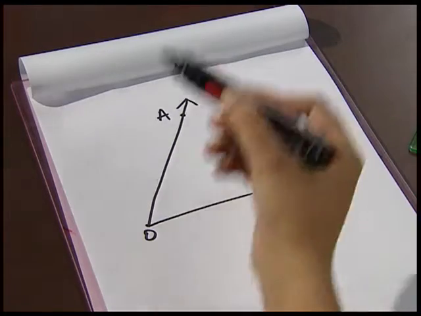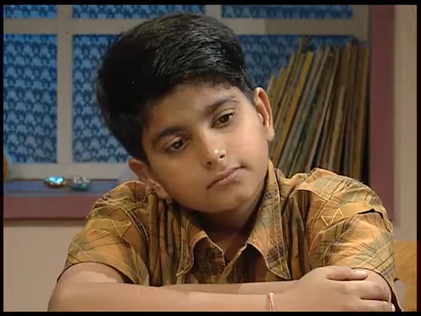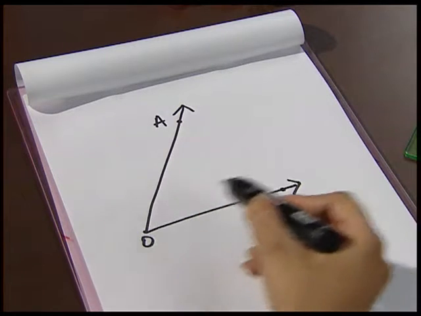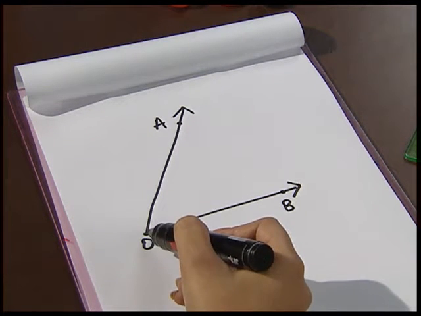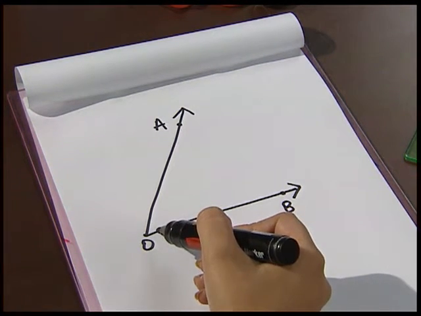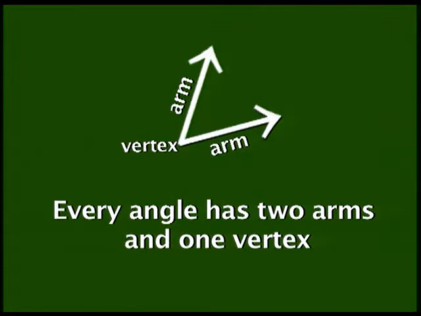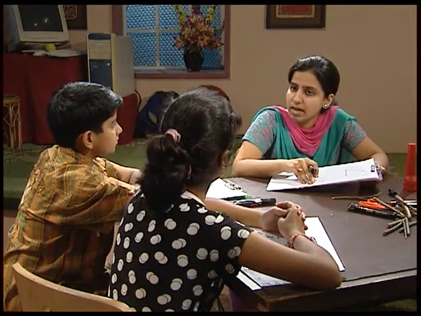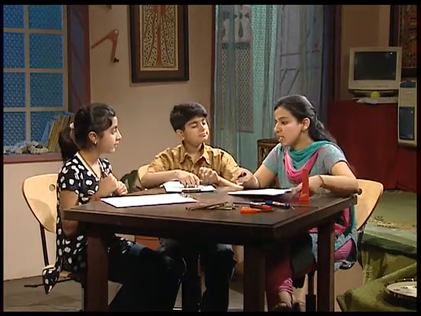Where OA and OB are two rays and O is the common end point. The two rays OA and OB are the arms of the angle, with O as the vertex of the angle. Yes, Didi. It means every angle has two arms and one vertex. Can you tell me, Bhavya, how many arms does an angle have? Didi, I think there are two arms in an angle. Good. And how many vertices? One. Very good, Rahul.